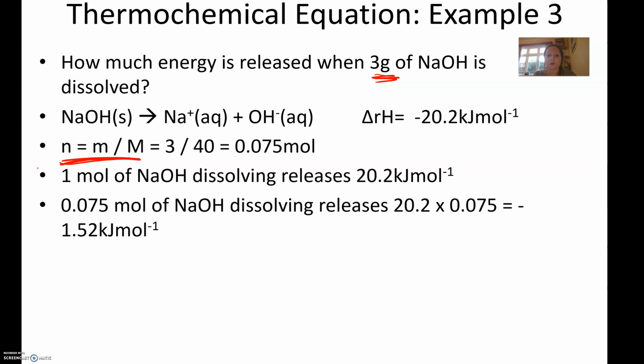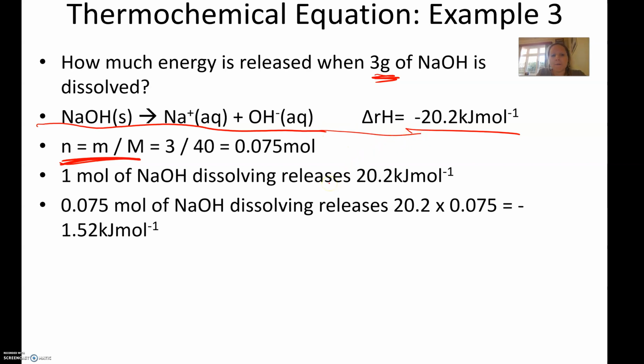Okay, so let's look at the question. How much energy is released when 3 grams of sodium hydroxide is dissolved? When we dissolve sodium hydroxide, this is the equation, and this is how much energy is released. They would have to give you that. So from here is our answer.